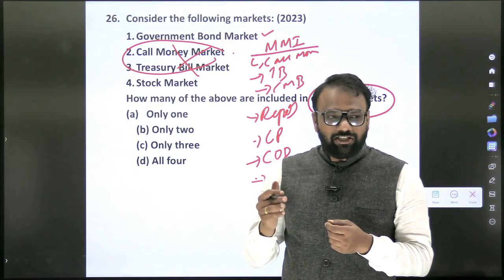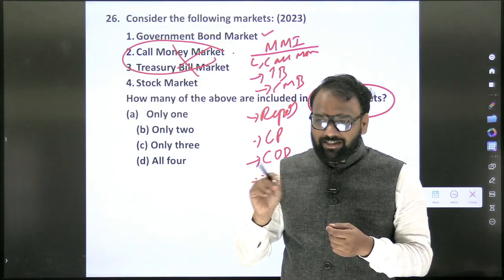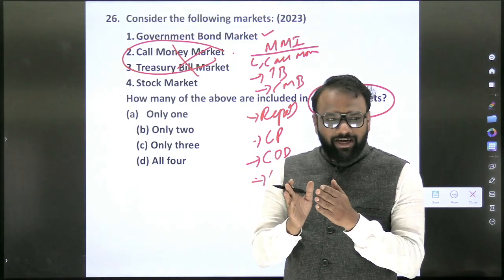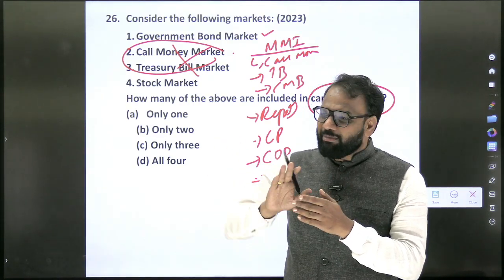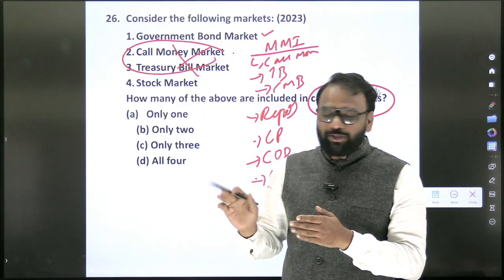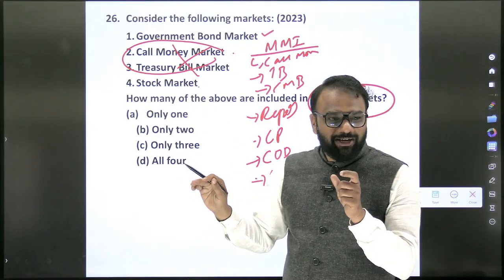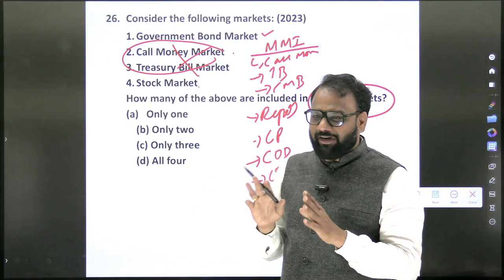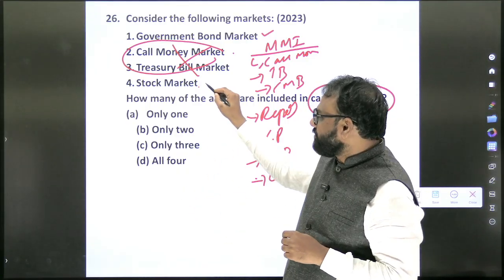No. When you participate in the stock market and when you buy and sell, you are actually participating in the secondary market. But in the primary market, when the share is created, it will be for a long period, not a short period. So when it comes to the stock market, we are not speaking about the secondary market, we are speaking about the primary market. Very important. Often it will cause confusion.